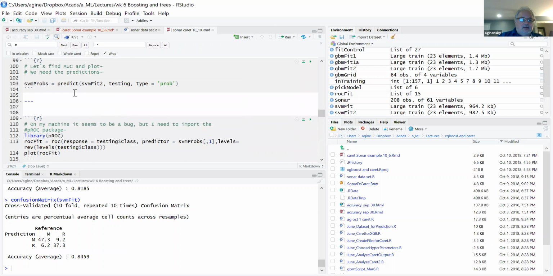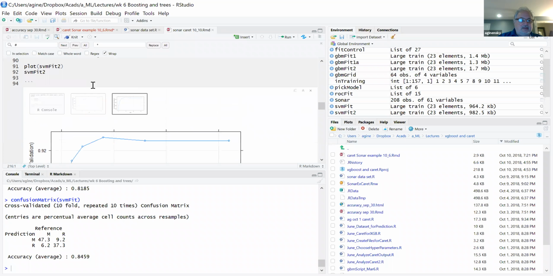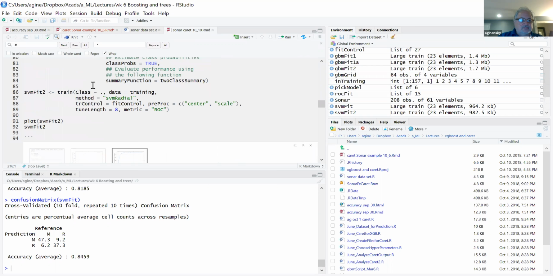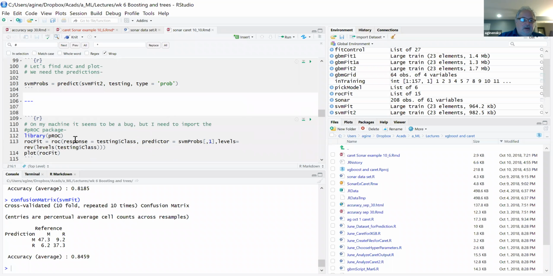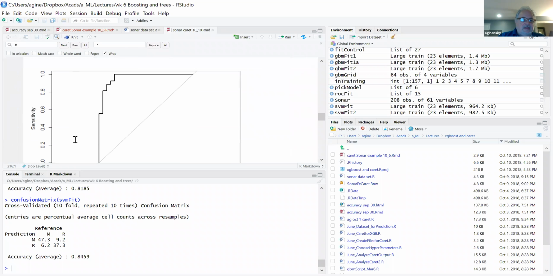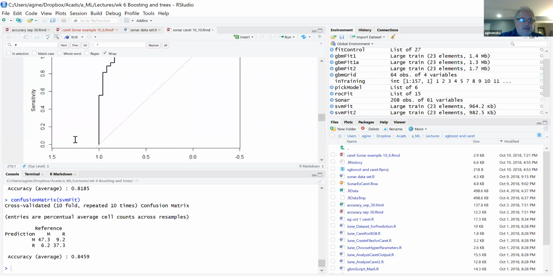And then, to find AUC, you have to predict, which is how you find new values. So I use predict. My model is my SVM fit 2 that I did above. My data is the testing, and type equals probability, so it computes probabilities. And then you need another package called pROC. And this is where you get the curve I was showing you earlier. This is the ROC curve for the SVM 2 plot.